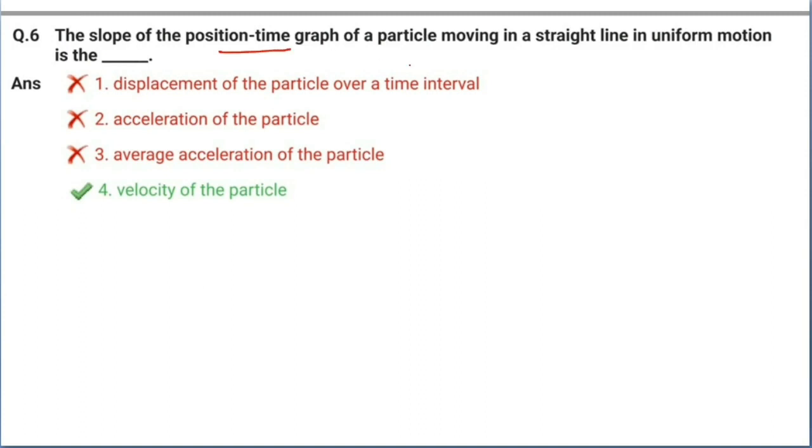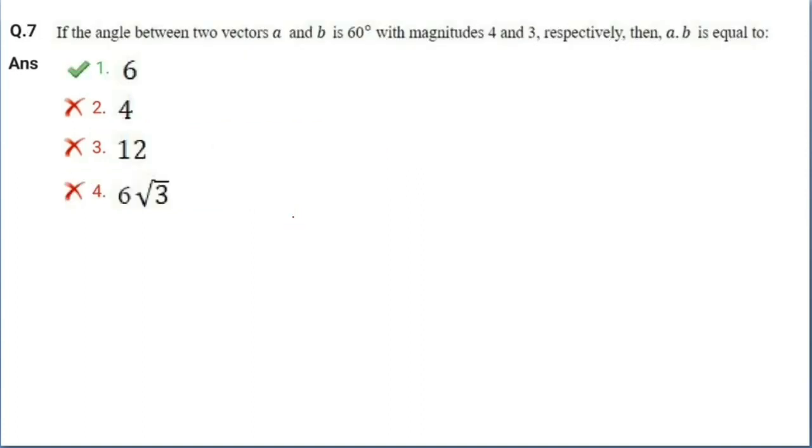Here the question is, the slope of the position time graph of a particle moving in a straight line in uniform motion is the. So it's a very easy question. Slope of the position time graph gives us the velocity. Okay. So option 4, velocity of the particle, is the correct answer. Next, question number 7.